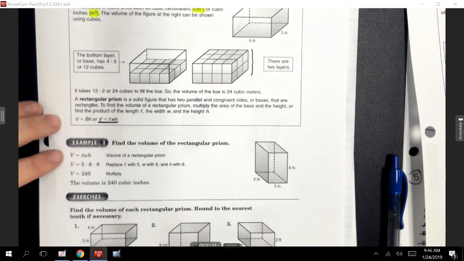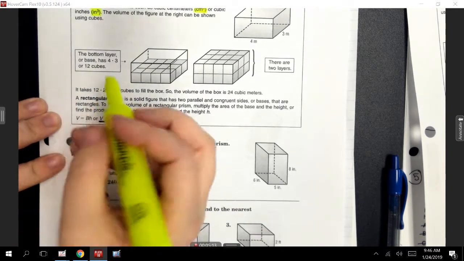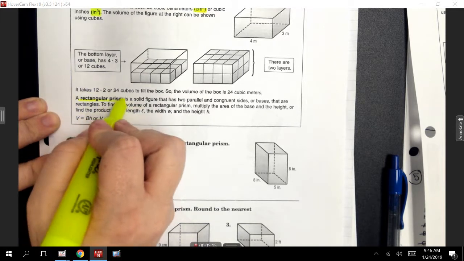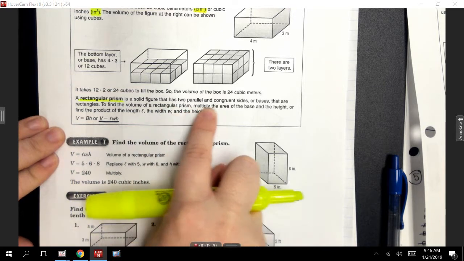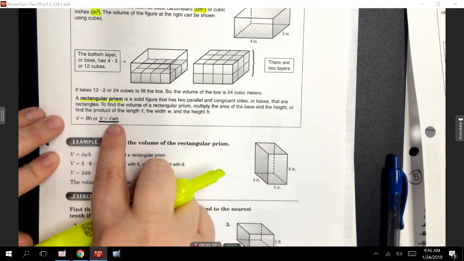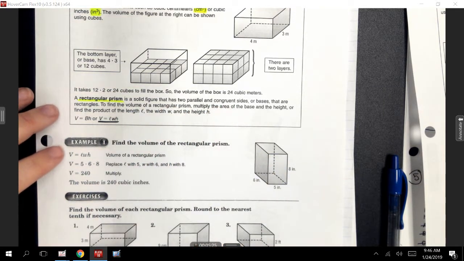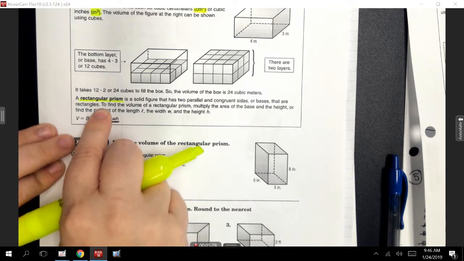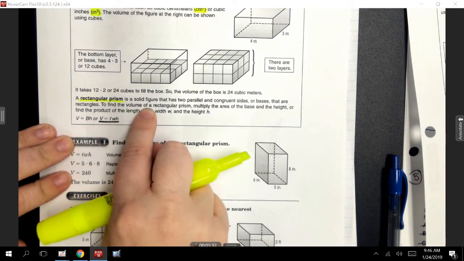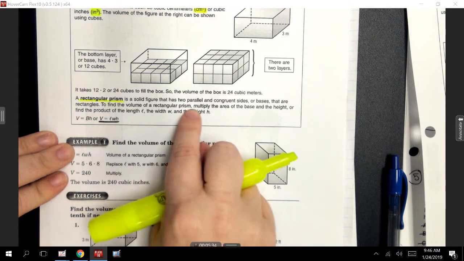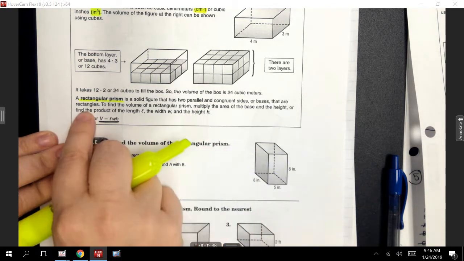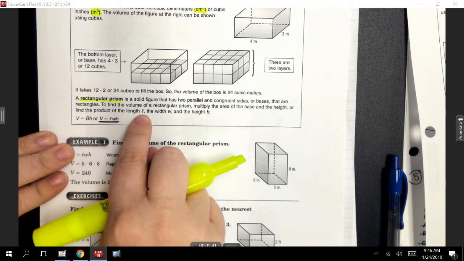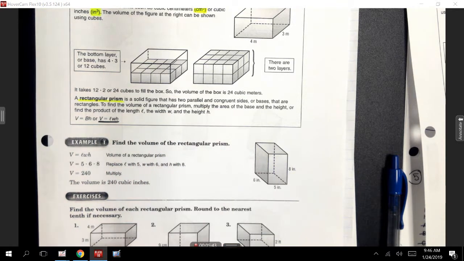All right. I'll just move down right here where it says a rectangular prism. I'm not really worried about this sentence where it says it's a solid figure of two parallel and congruent sides and bases that are rectangles. We saw a rectangular prism yesterday. We learned what it looks like, how to picture it, all that, okay? What I care about right here is where it says to find the volume. To find the volume of a rectangular prism, you multiply the area of the base and the height, or find the product of the length L, the width W, and the height H.